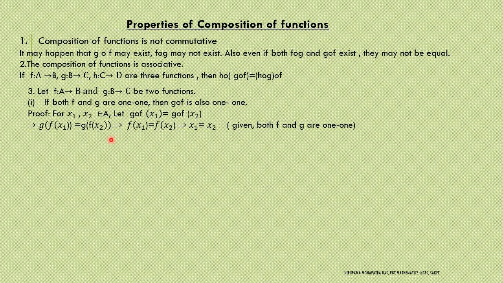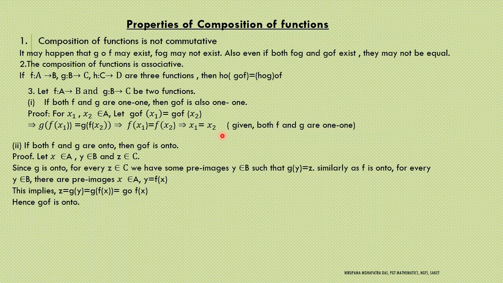In a similar concept, we are getting here f(x1) equal to f(x2). We are also given f is 1-1. So f(x1) equal to f(x2) implies x1 equal to x2. It means g of f(x1) equal to g of f(x2) implies x1 equal to x2. So this gives us the clarity: g of f is 1-1.